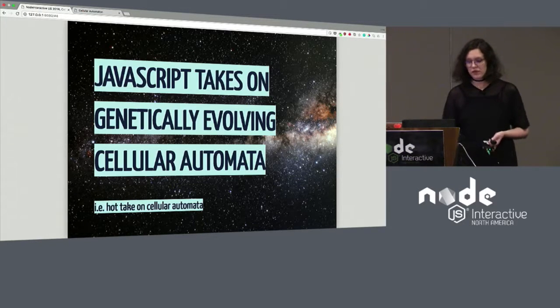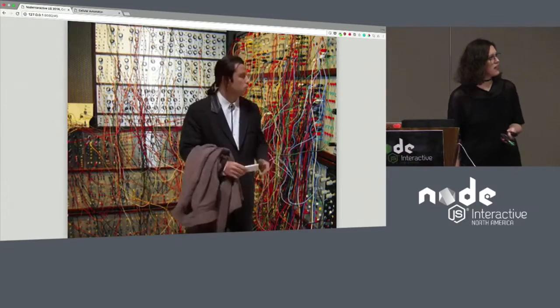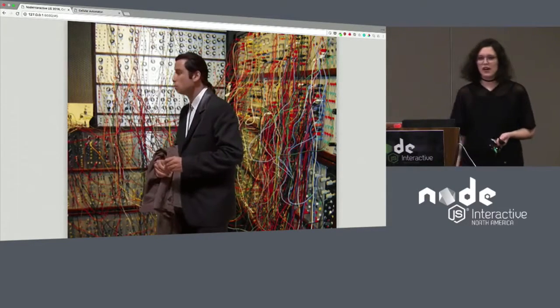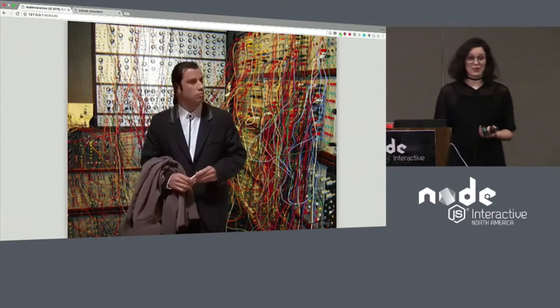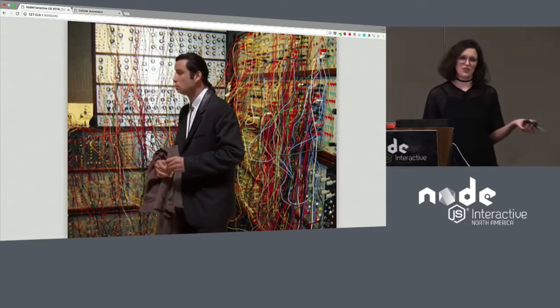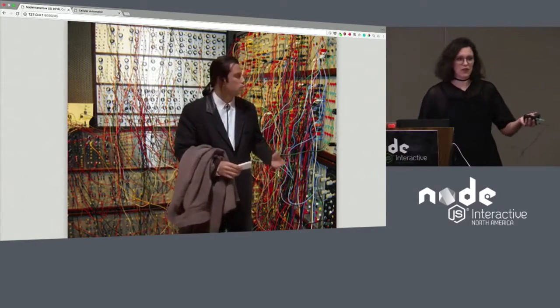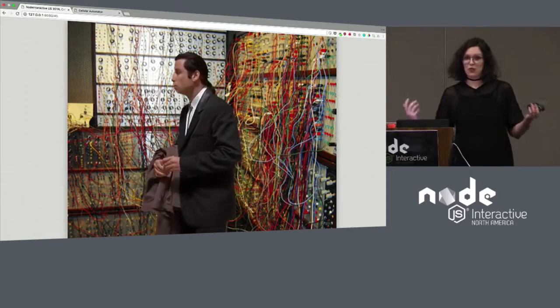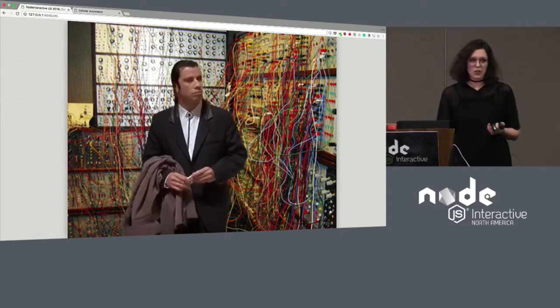Cool. Awesome. So that's a pretty confusing statement for me. What is cellular automata, first of all? Why did you want to evolve automata? What does that have to do with JavaScript? So a little bit confusing.